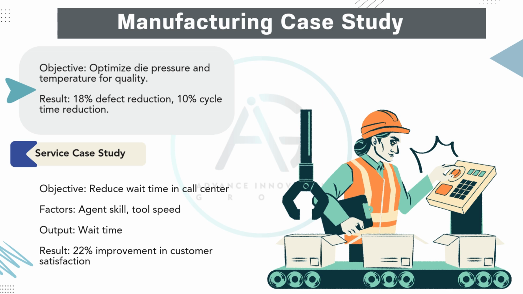Now, the service case study. The focus in this case was to reduce customer wait time in a call center. The team looked at two main factors, agent skill level and tool speed, with the output being average wait time. By optimizing these factors, the result was a 22% improvement in customer satisfaction. These examples highlight how DOE can be successfully applied in both manufacturing and service sectors to improve performance, reduce waste, and enhance the customer experience.